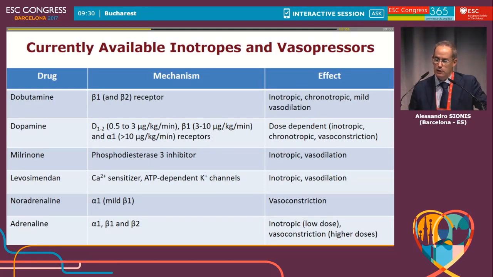And actually, what I was going to say is that I'm not going to be able to show you any evidence on this for patients with cardiogenic shock, because these drugs have not been tested in good quality clinical trials in cardiogenic shock patients.